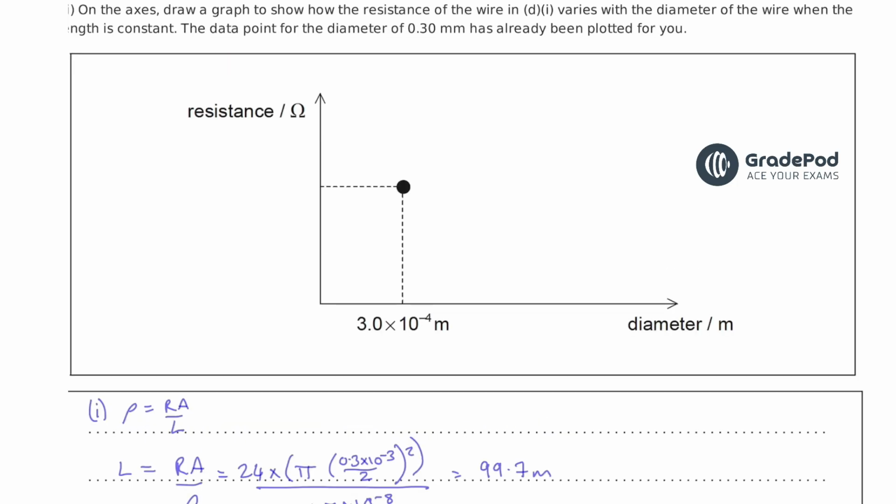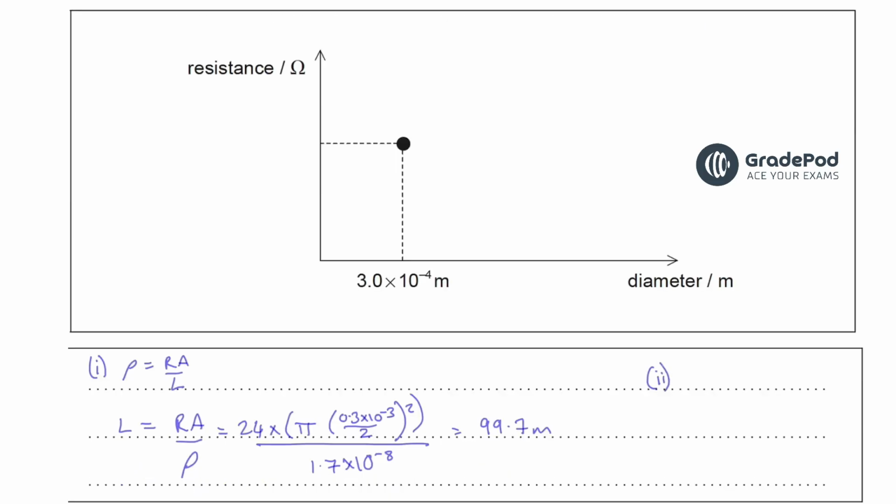11D point 2. On the axis, draw a graph to show how the resistance of the wire in D1 varies with diameter. So how does resistance vary with diameter when the length is constant? A data point has already been admitted. So let's go back to point 2. Let's have a think. We want resistance R equals rho L over A. Length is constant, resistivity is constant, so let's just say R is proportional to 1 over A, and 1 over A, so R is proportional to 1 over r squared.